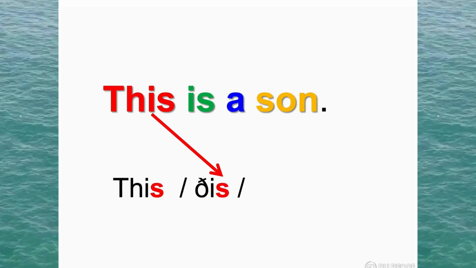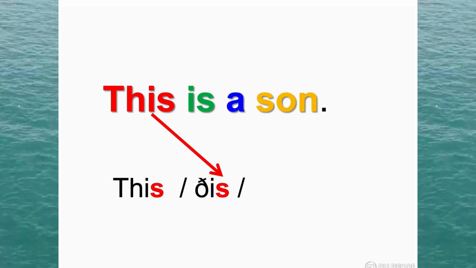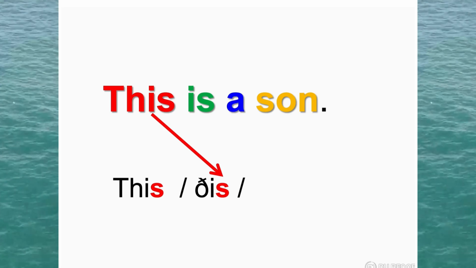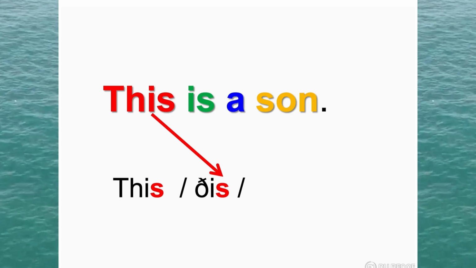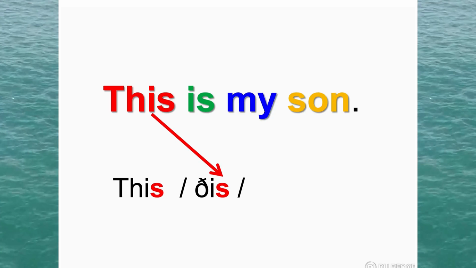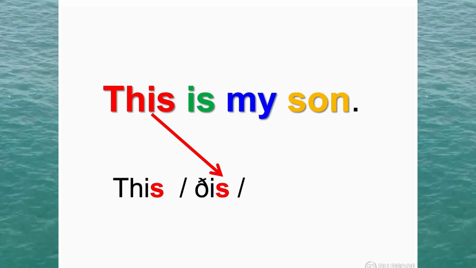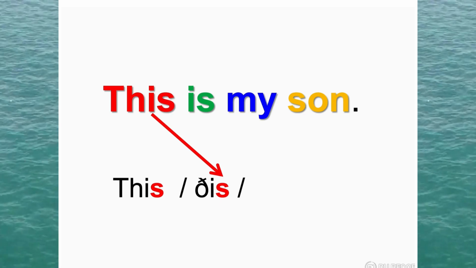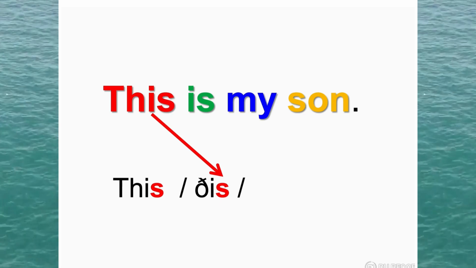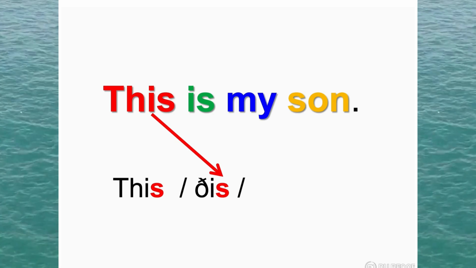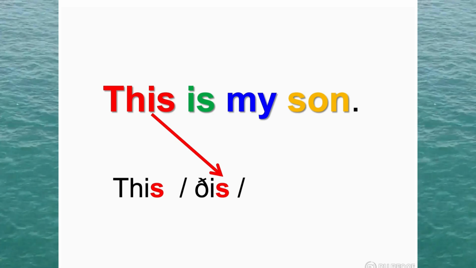Example. This is a sun. Look at this word, this. This is a sun. The second example, or the next slide. This is my son. This is my son. So my son is near me.